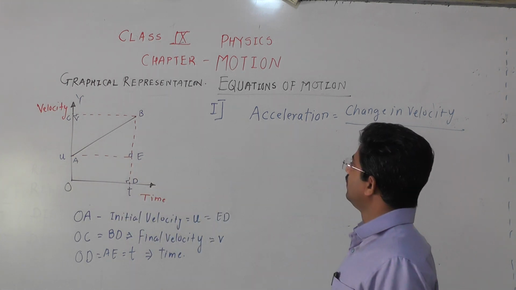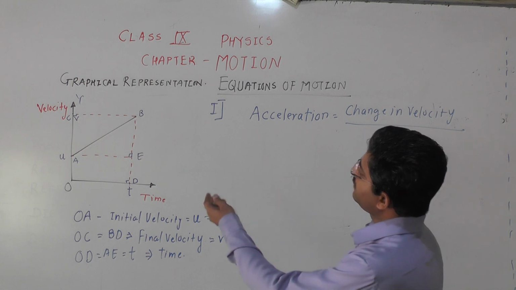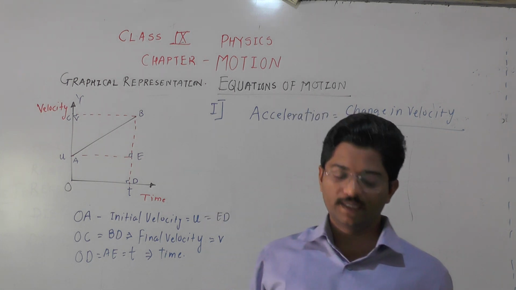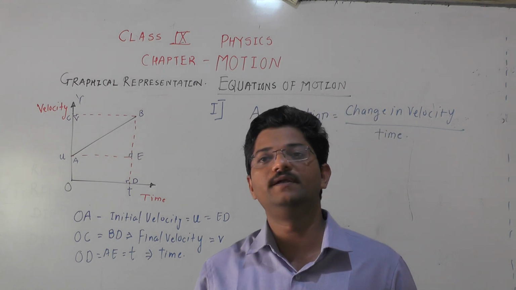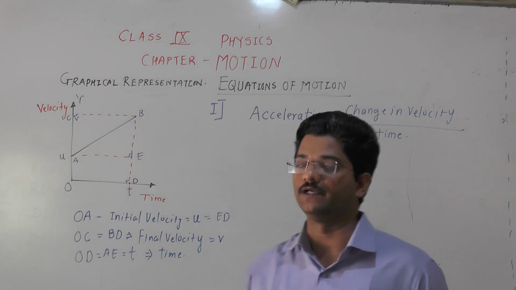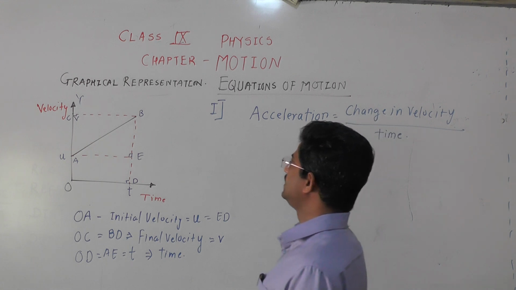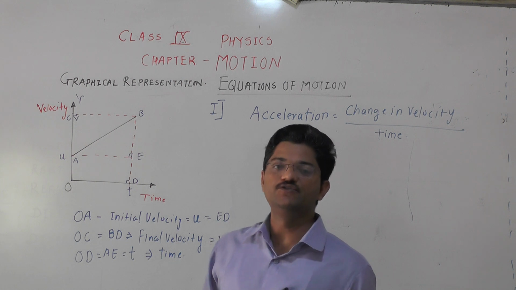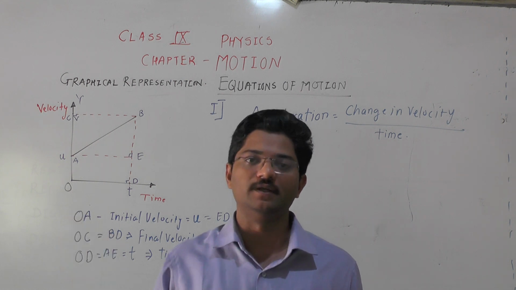But we are going to take the help of the graph. Graphically, how do we prove what exactly the acceleration is, or how do we derive the first equation of motion? Here we have to consider the slope of this line. Now what is meant by slope? The slope is the inclination.